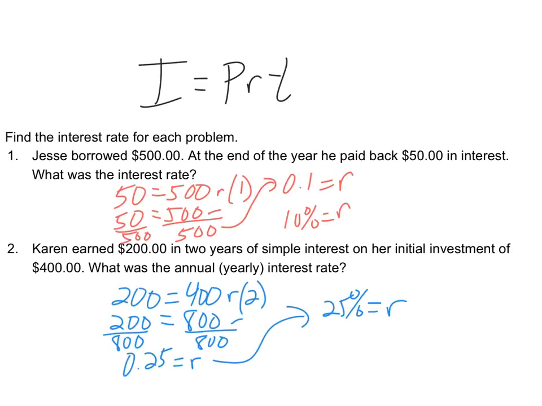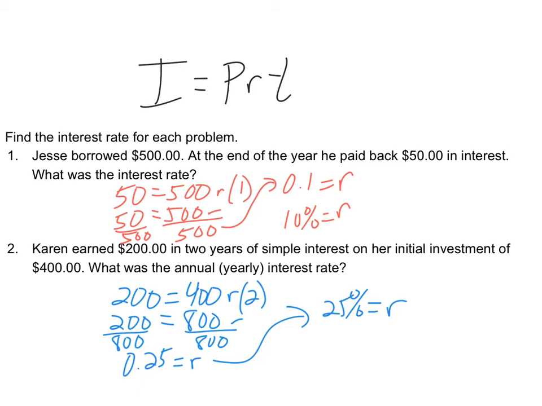Okay, for the first one, we should have gotten 50 is equal to 500 times R times 1. Cleaning up the right side, we'd get 500R. Divide both sides by 500, we get 0.1 is equal to R. 0.1 as a percent is 10%. Our interest rate was 10%.